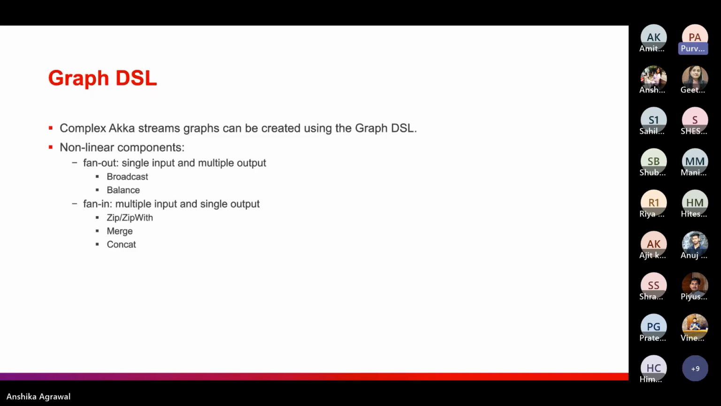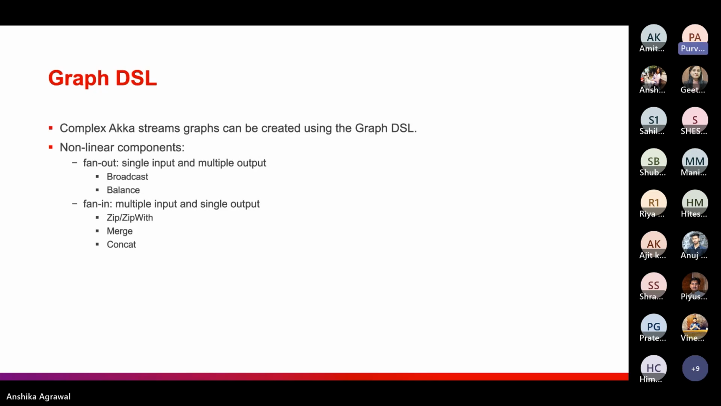Then we have operations. The operations represent the processing stages in the graph. They can be sources or flows. Operations have input ports and output ports that connect them to other stages. Then finally, we have connections. They're used to connect the output ports of one operation to the input ports of another operation. Connections are created using the operator, which represents the flow of data from one operation to another. So using the graph DSL, you can create complex stream processing topologies with branching, merging, and feedback loops. It allows you to express more sophisticated data processing scenarios that cannot be easily represented using the linear chaining approach.